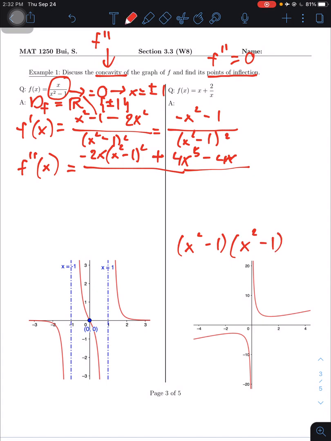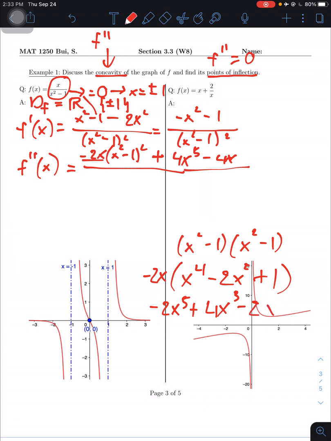If I were to do that, I'm gonna get something like x to the 4th, and then just assume that I'm gonna fast forward and combine the like terms, okay? I'm gonna get negative 2 in here, and then x squared, and then plus 1, okay? And before that, I have a negative 2x in here, so let me just put it back before the things that I just got after I FOIL them. And I'm gonna distribute the negative 2x inside, so I'm gonna get negative 2x to the 5th, and then plus 4x cubed, and then minus 2x.